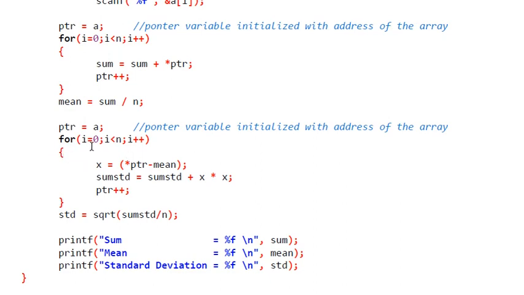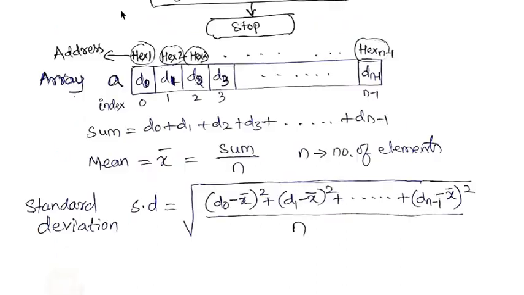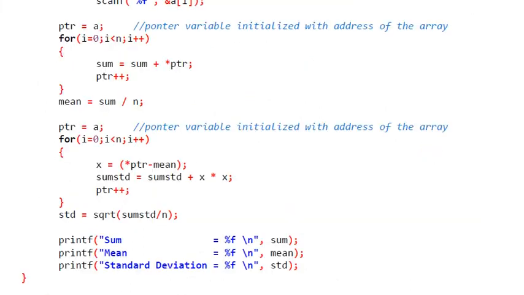Now for i is equal to 0, i less than n, i plus plus. So we will loop through all the array elements and we have one more variable x. Okay, x is equal to star PTR. Initially it will point to this location. Why will it point to that location?